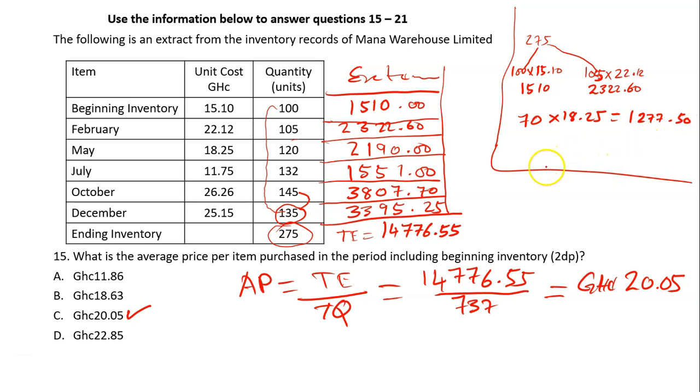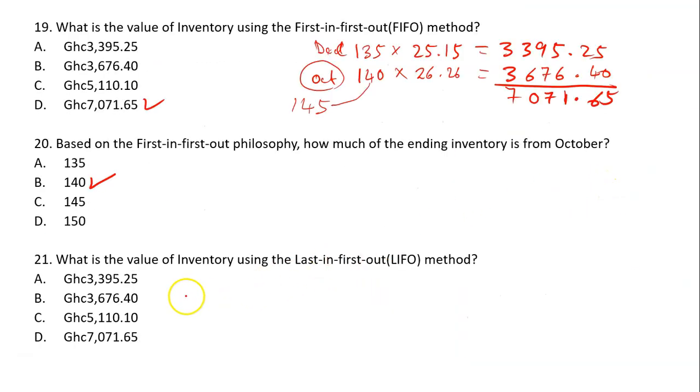1,277.50. So to get everything together, we say 1510, which is from the beginning, plus 2322.60 from February, then plus 1277.50 from May. So when we add it properly, we'll get 5,110.10 Ghana cedis. So the correct answer for question 21 is 5,110.10 Ghana cedis. So the answer is C.